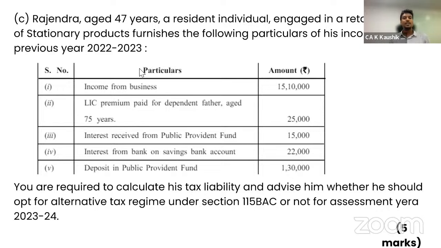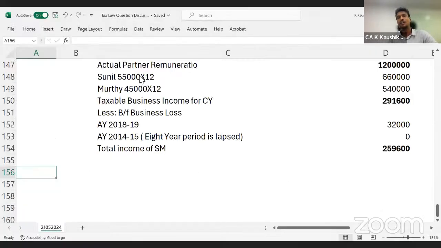Now here we should see whether he is going for the new regime or the old regime. You are required to calculate his tax liability and advise him whether he should opt for the alternative tax regime under section 115BAC or not for the assessment. Now here we need to calculate if he is opting for the new regime and the old regime, what is the difference? Okay, so LIC premium is not allowed as a deduction. Under the new regime, deductions are not allowed, but the tax rate is high. Under the old regime, deductions are allowed, but the tax rate is low.